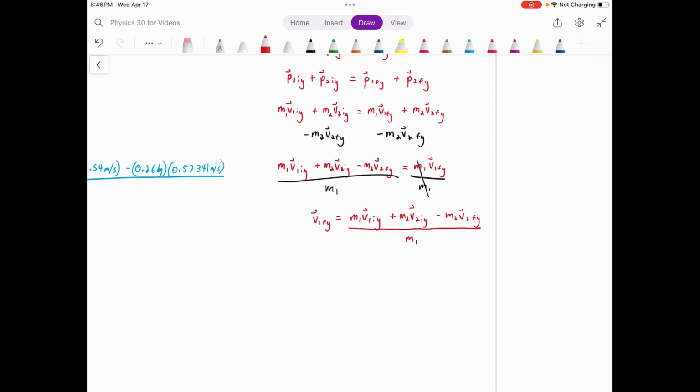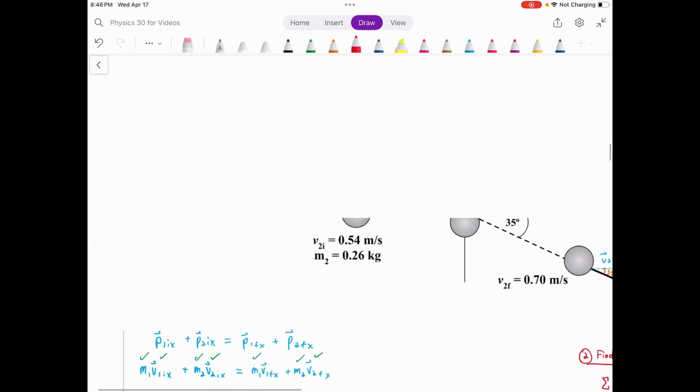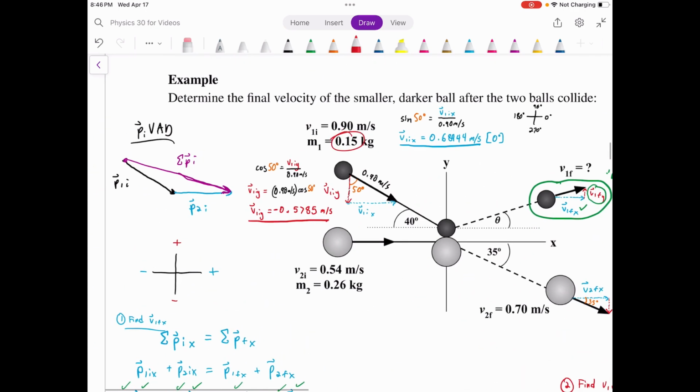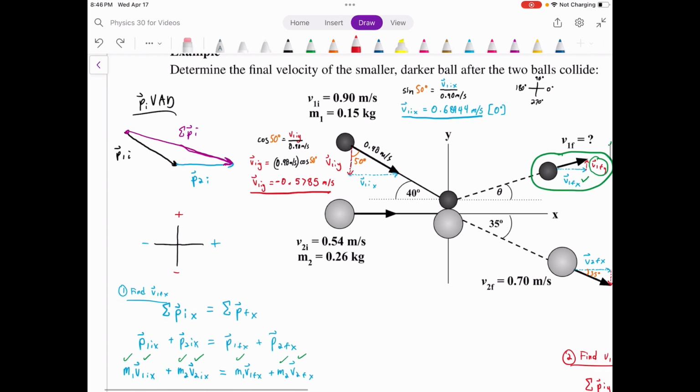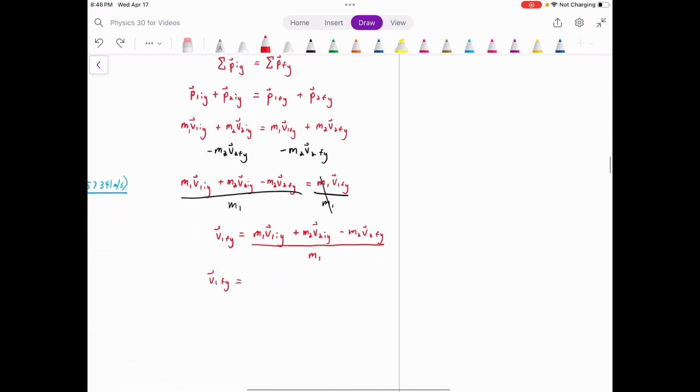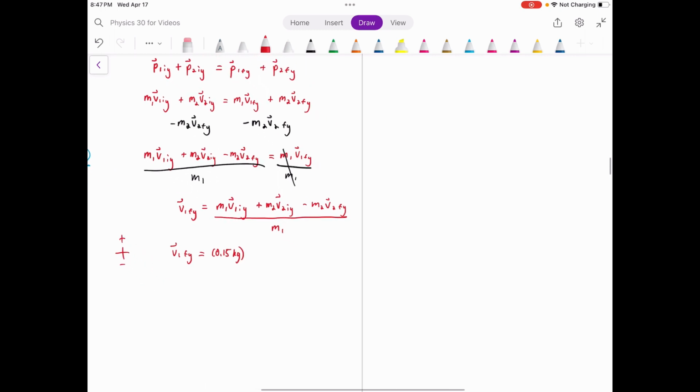Getting us to here, and now we're ready to just put in our numbers. So V1 final y is going to be mass 1, which is 0.15 kilograms, times the y component of its velocity. Now here's where we have to be a little more careful. We need to make sure we make that negative, since we called the y direction downward, we called that negative, okay? So I'm going to do 0.15 kilograms, but again, I'm calling down negative and up positive on the y-axis.